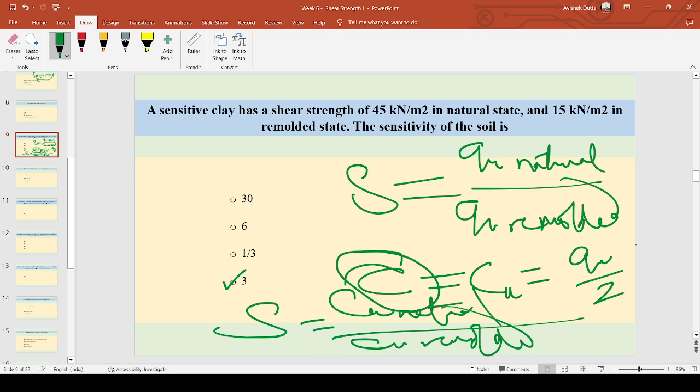So here is the equation, that is shear strength or compressive strength or undrained cohesion in the natural state divided by the same parameter in the remolded state. We can find out the sensitivity. Here the shear strength in natural state is 45 and in the remolded state is 15. Hence we can divide both of them and we get 3, that is the sensitivity of the soil. I hope it was clear. I'll go to the next question now.